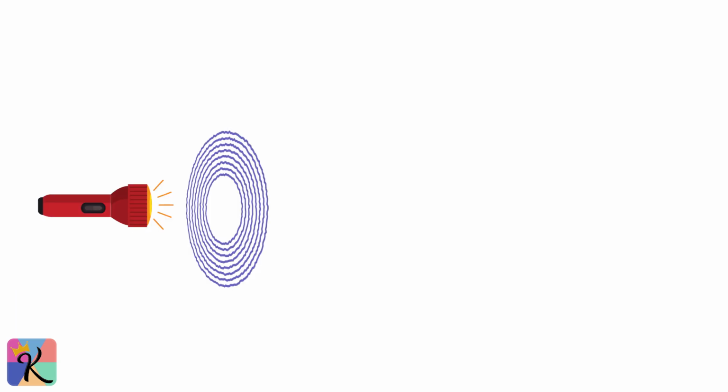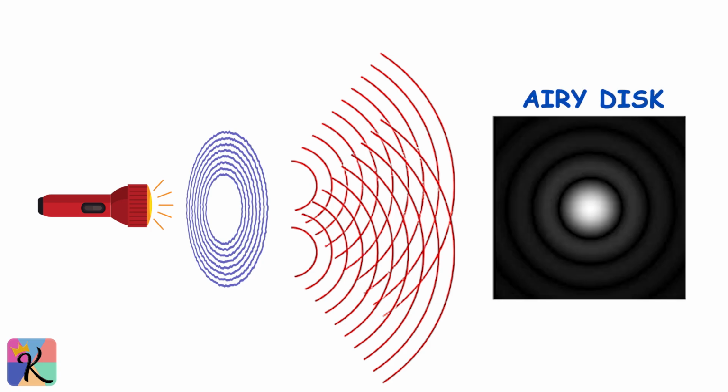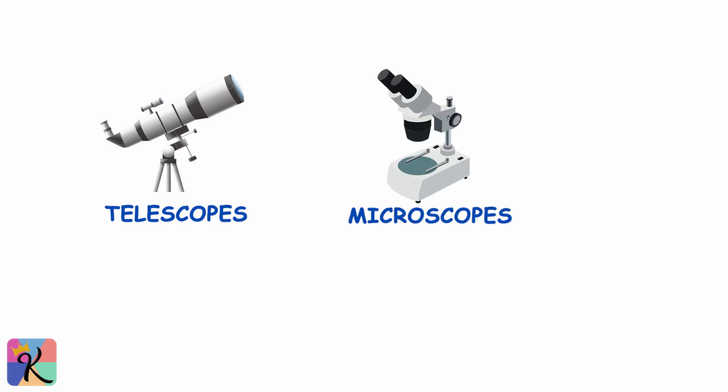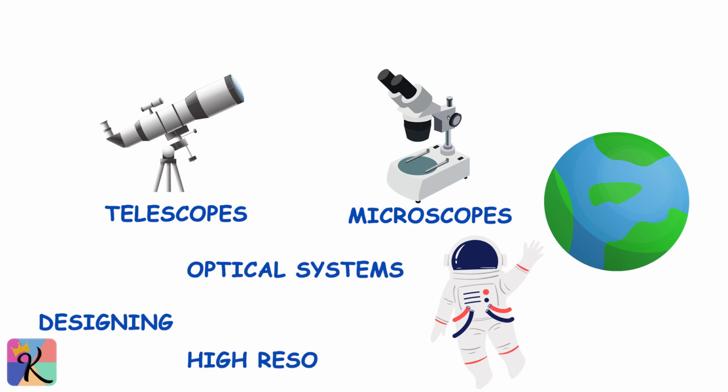When light passes through a circular aperture, it creates a diffraction pattern known as an Airy disk. This pattern consists of a central bright spot surrounded by concentric rings of decreasing intensity. The Airy disk is particularly relevant in optical instruments like telescopes and microscopes, where it limits the ability to distinguish between closely spaced objects. Understanding the Airy disk is crucial for designing and using optical systems that require high resolution.